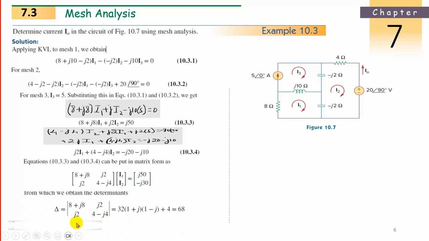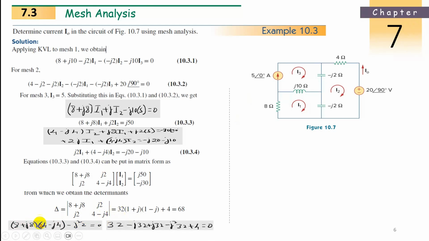We will get this one: (8 + j8) multiplied by (4 − j4). So what will we get? Minus j squared, j into j2 into j2. What is it? j squared times 2. What is j squared? It is minus 1, j power 2 is minus 1. So minus of minus, it will become plus 2.